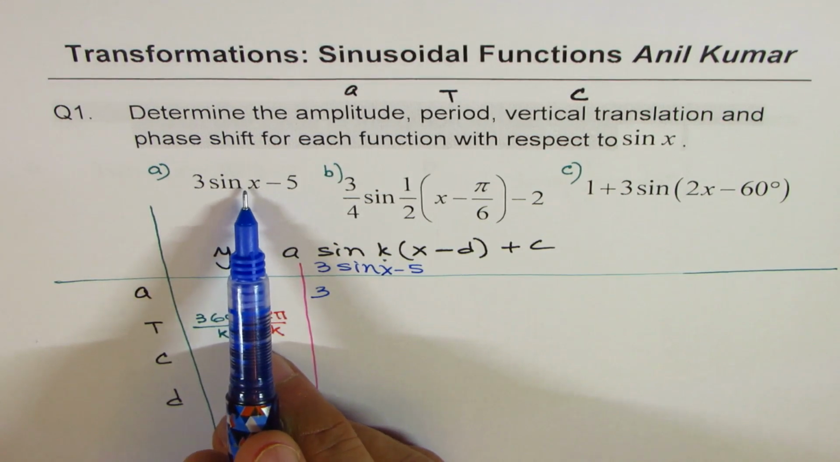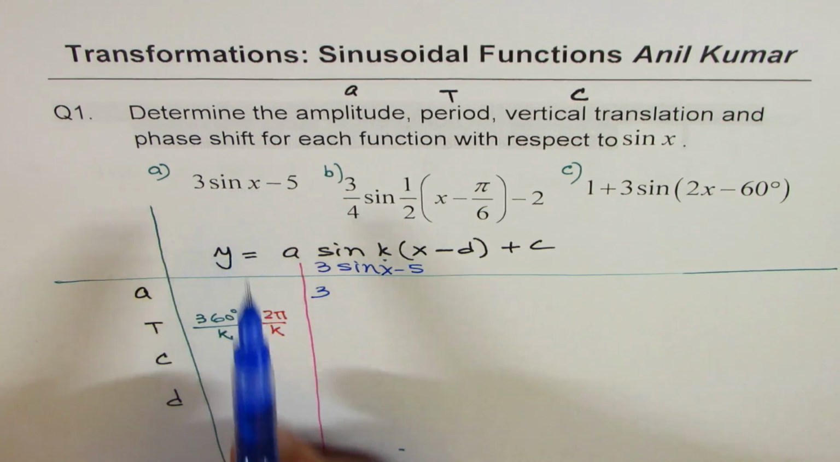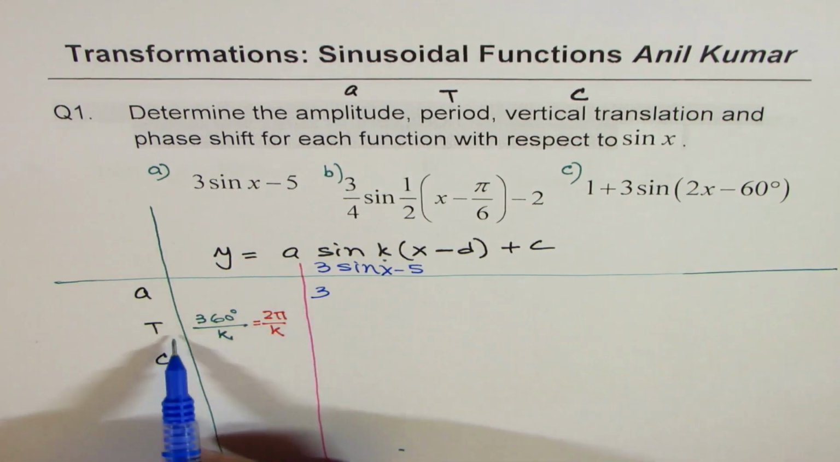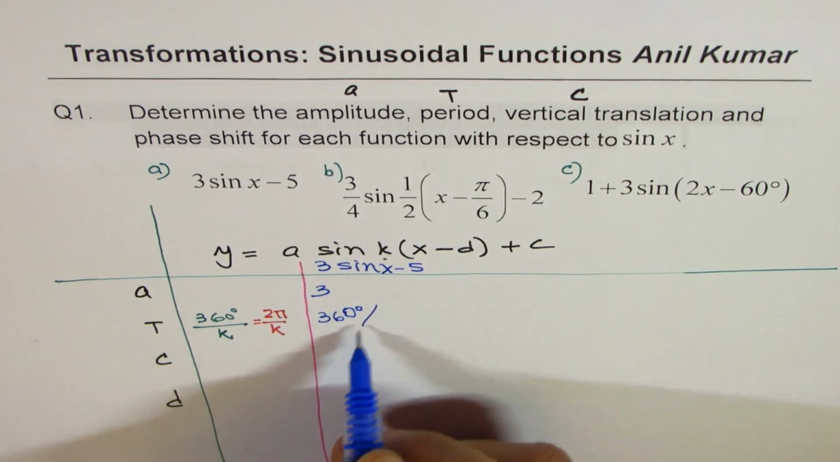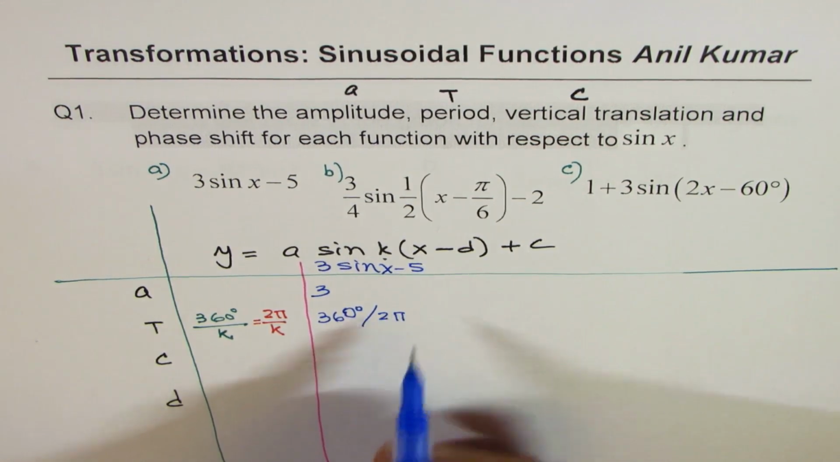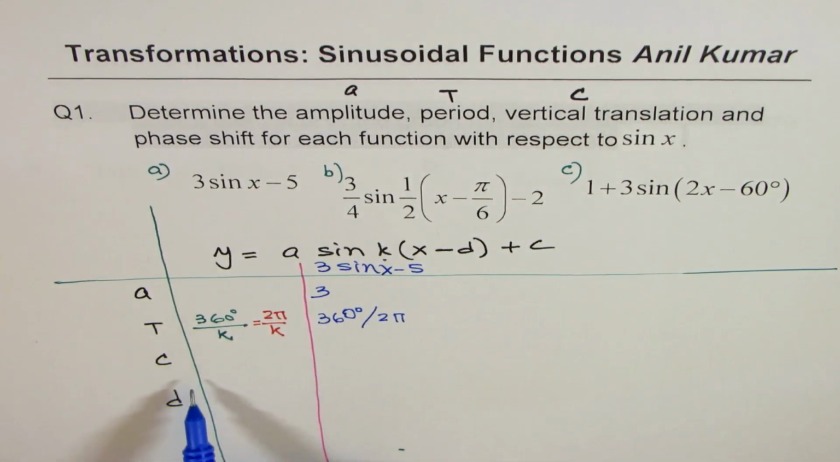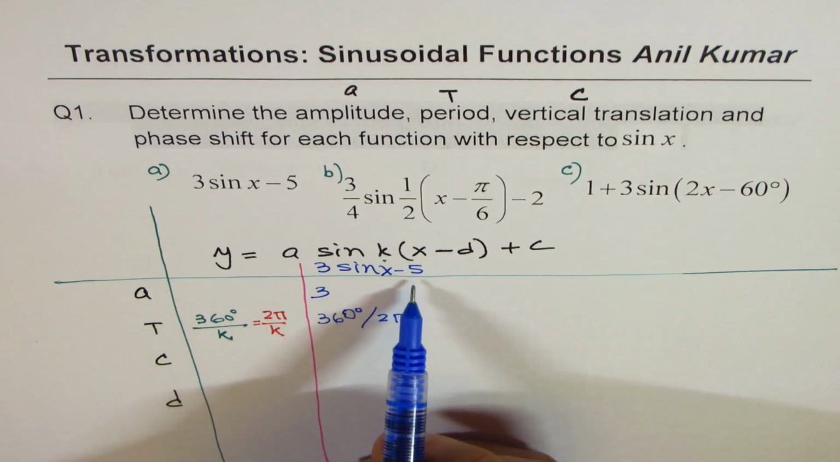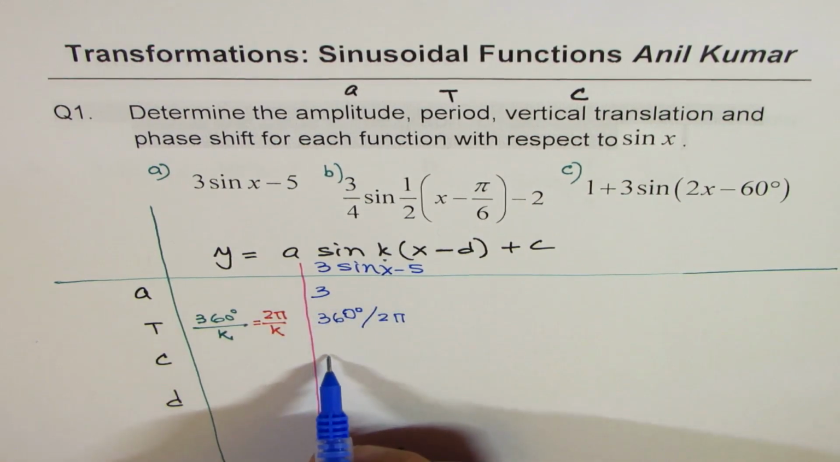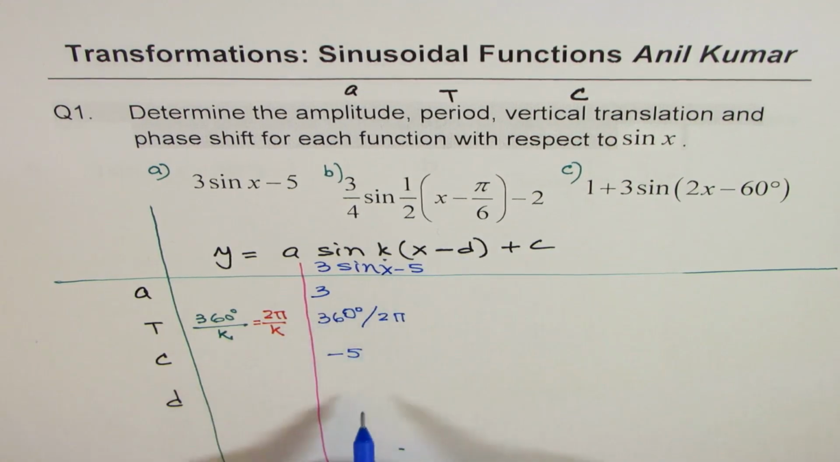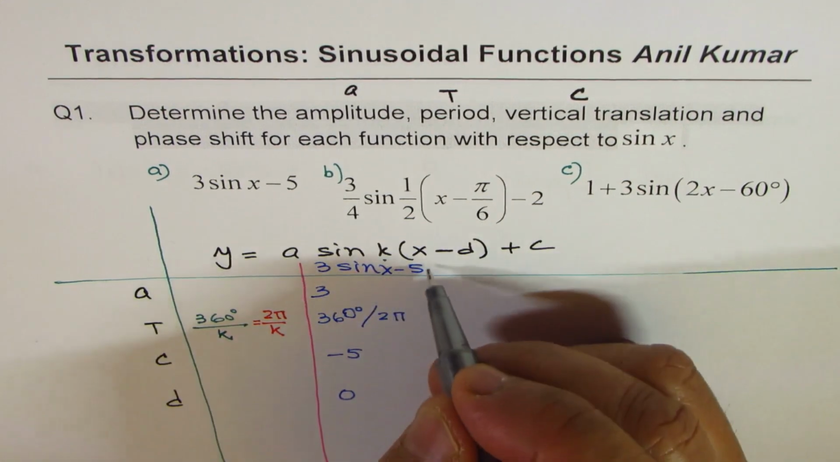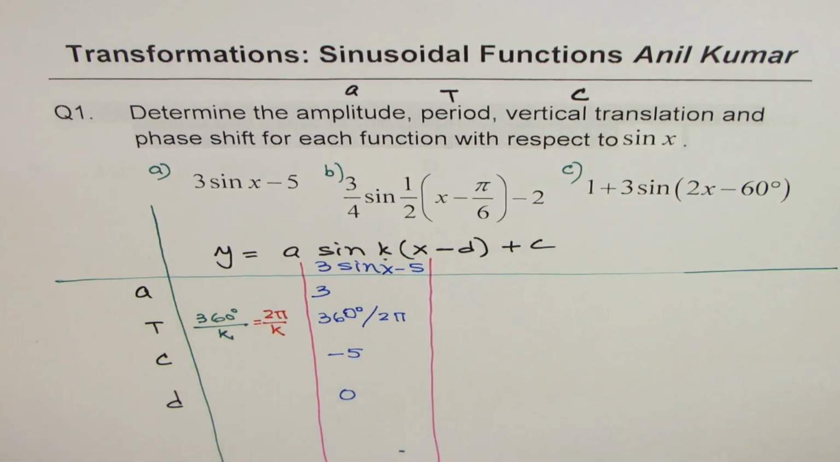Now, nothing is written here, right? So by default, it will be taken as 1. So the time period will be 360 degrees, or you could say 2 pi radians, right? Depending on which units you are using. C, as you can see, is minus 5. So we'll write minus 5 here. And D, the phase shift, in this case is 0, since it is x minus nothing, right? So that is how you will get all these values for the first equation.